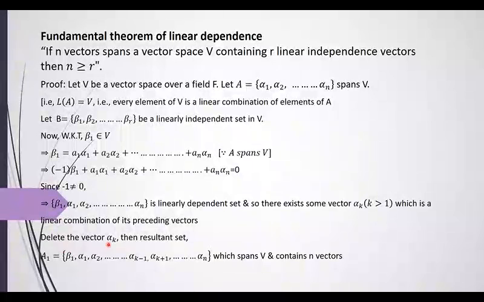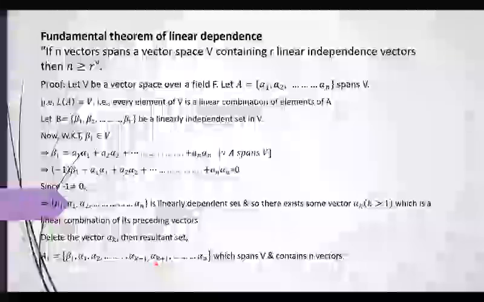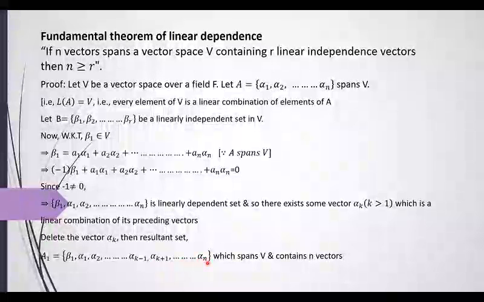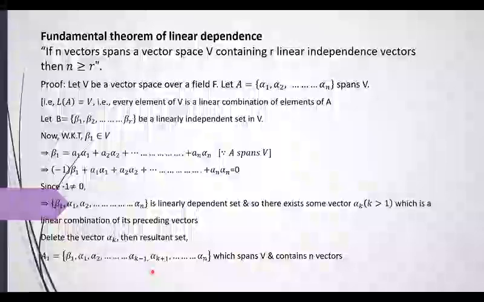By deleting the vector alpha k, the resultant set will be A1 equals beta 1, alpha 1, alpha 2, up to alpha k minus 1, alpha k plus 1, up to alpha n. That means the vectors preceding and following alpha k exist, but not alpha k. Here we have removed alpha k, so it has only n vectors.